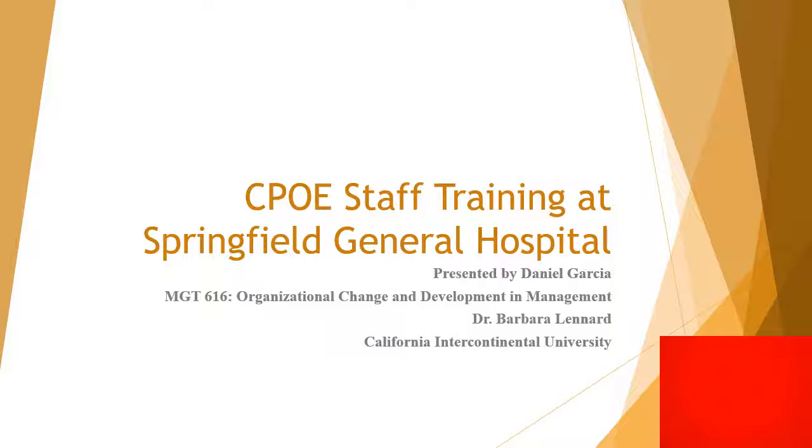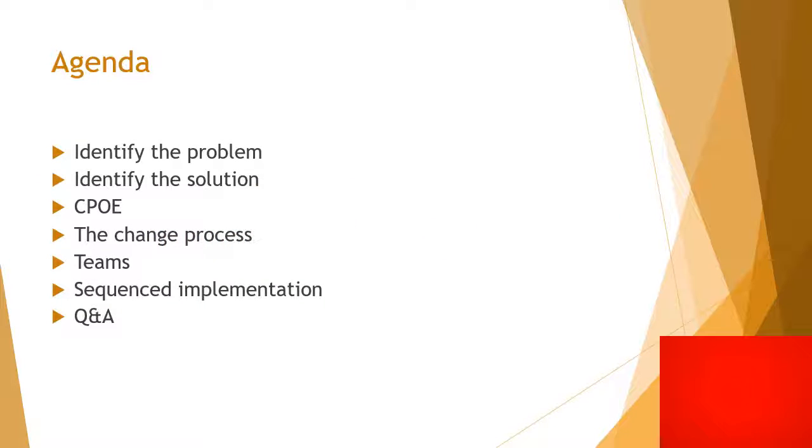So this is a presentation on CPOE and staff training at Springfield General Hospital. First, let's talk about the agenda. First, we're going to identify the problem. Next, we will identify the solution. We will talk about CPOE and what that is. We'll then talk about the change process and the teams that would be affected. And we're going to talk a bit about sequenced implementation, and then we'll have a chance for Q&A.